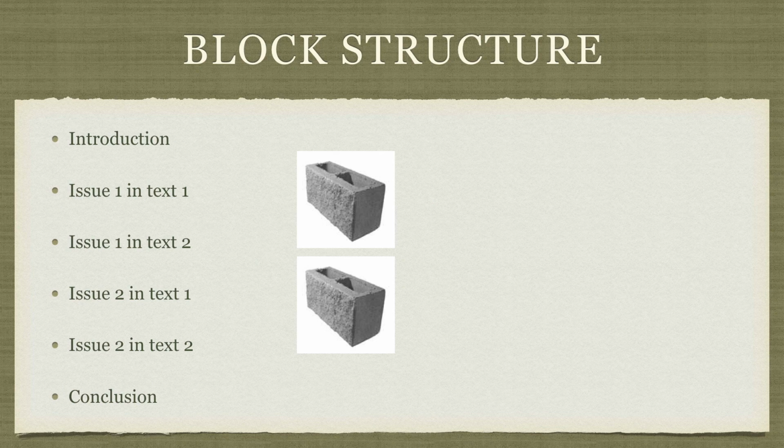So let's look at an example of the block structure first. When you're doing a block structure, you would start with the first issue in the first text and examine that closely, and then you would look at the same issue in your second text in your next paragraph. And then you'd go on to a second issue in text 1 in your third paragraph, and then your last paragraph would deal with the second issue in the second text.